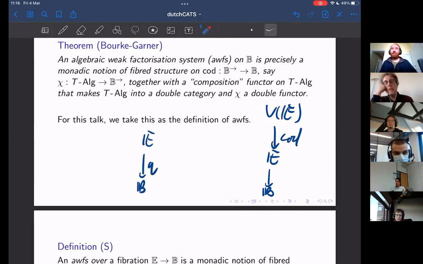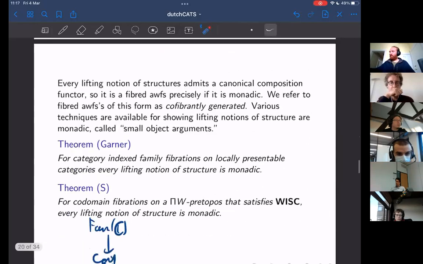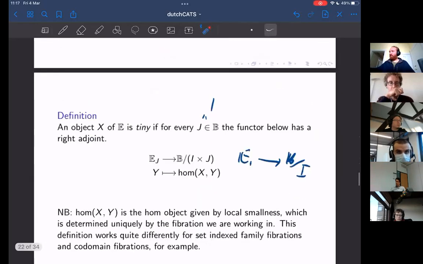And I mean, the results that you have in the end are all sort of negative results, right? Basically you show that certain things are not definable.